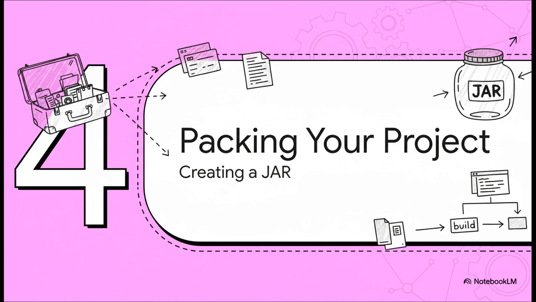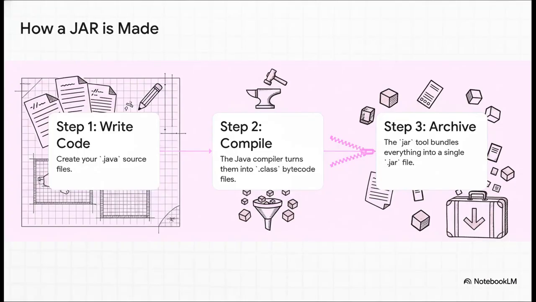Okay, so we know what goes inside the suitcase, but how do we actually pack it? Let's walk through the process of creating a jar right now. It's actually a pretty straightforward three-step dance. First, you write your code in your .java files. Then, you use the Java compiler, Javac, to turn that human-readable code into runnable .class bytecode. And finally, you use the jar tool to bundle all of those files and your resources into that single archive. And boom, just like that, your suitcase is packed and ready for its journey.